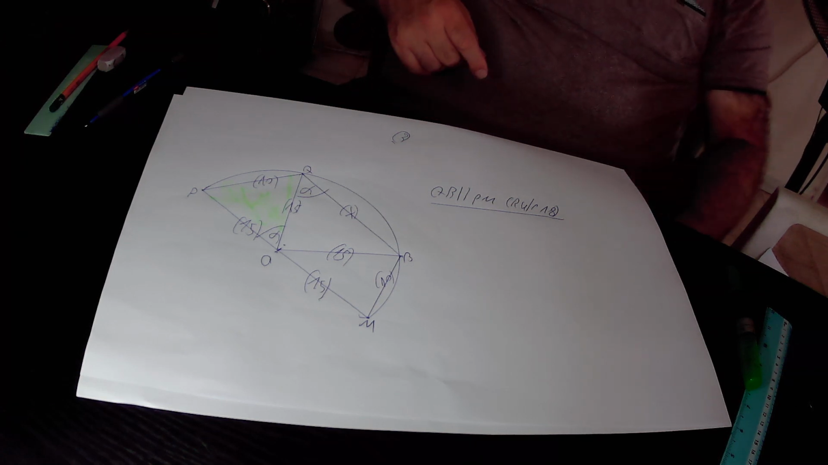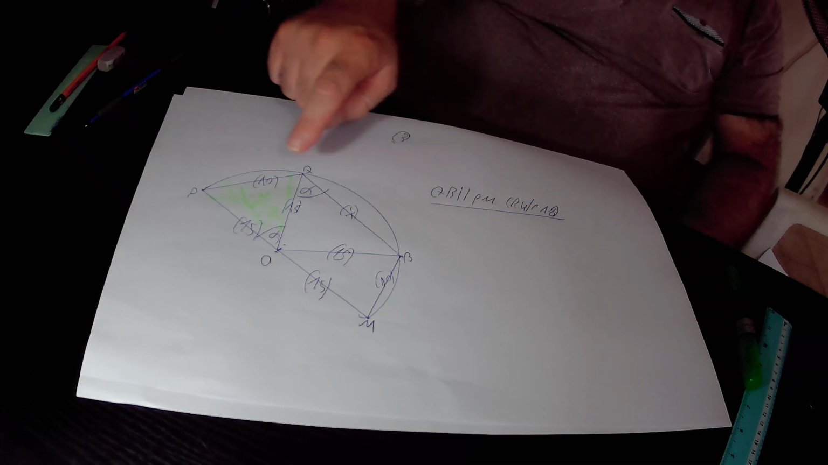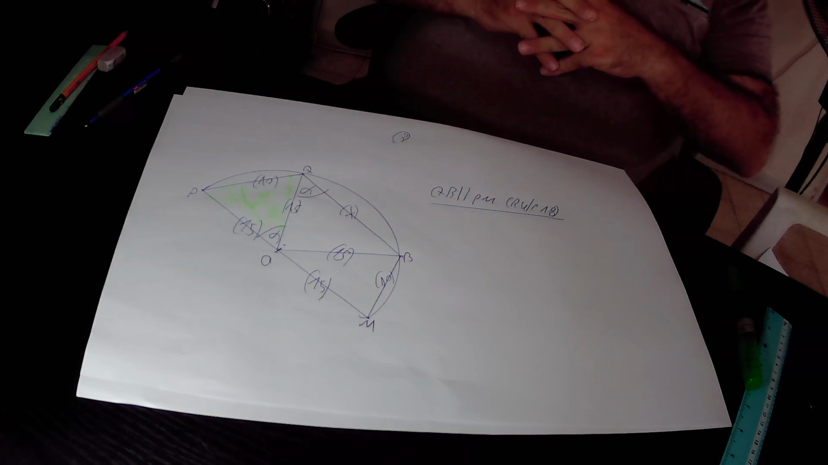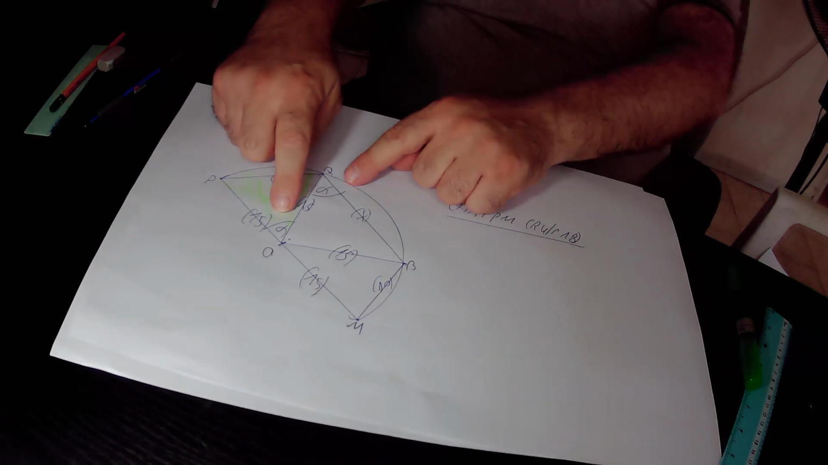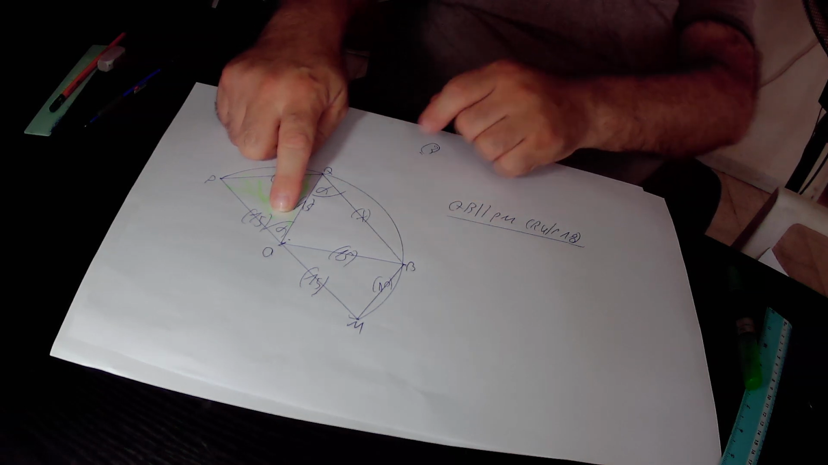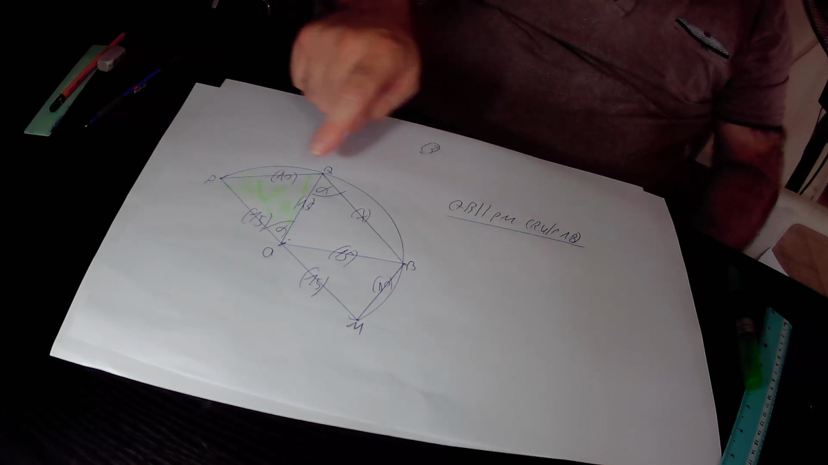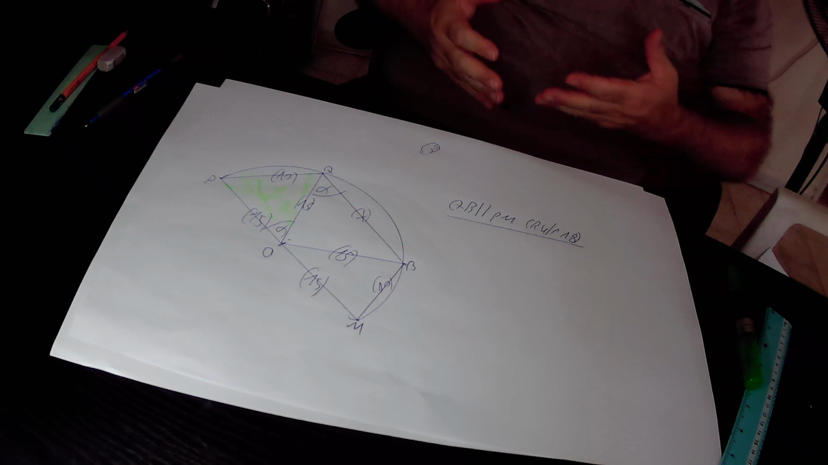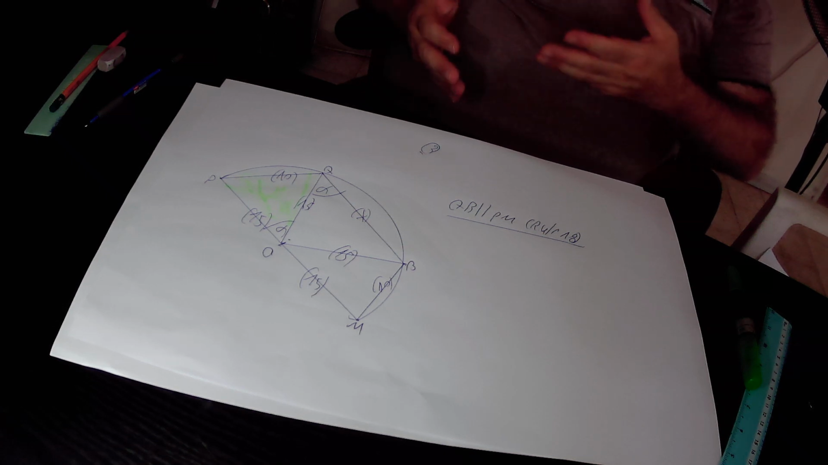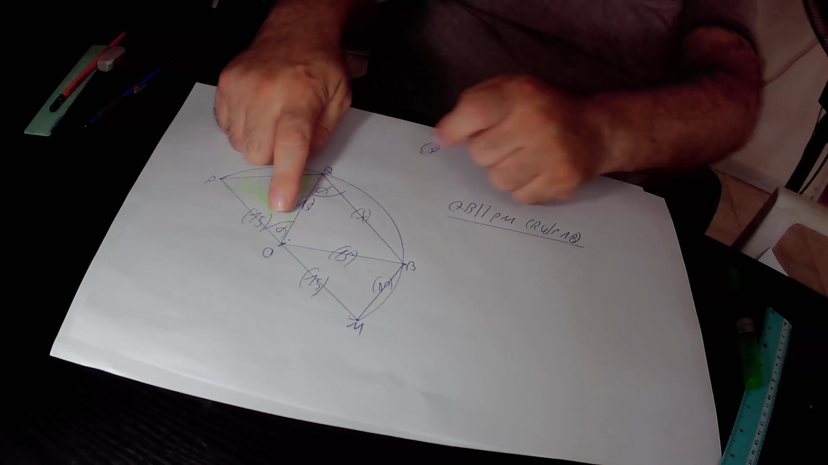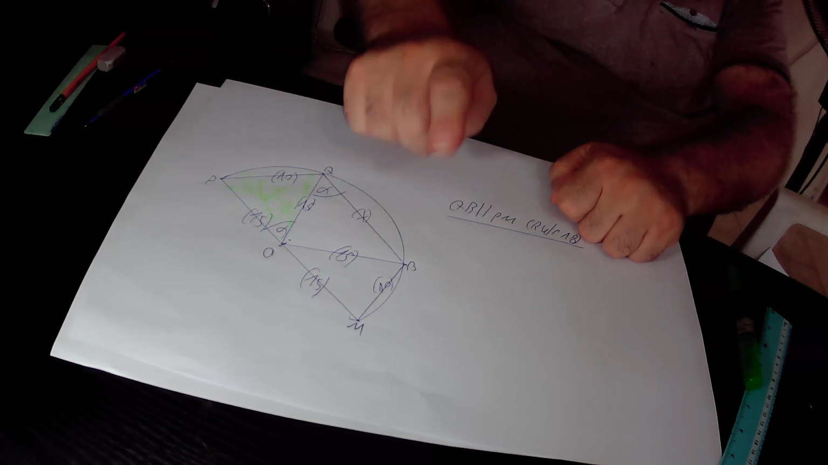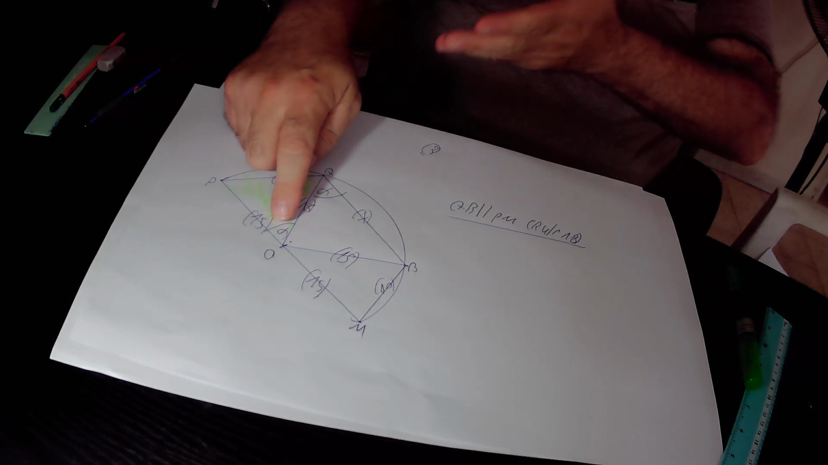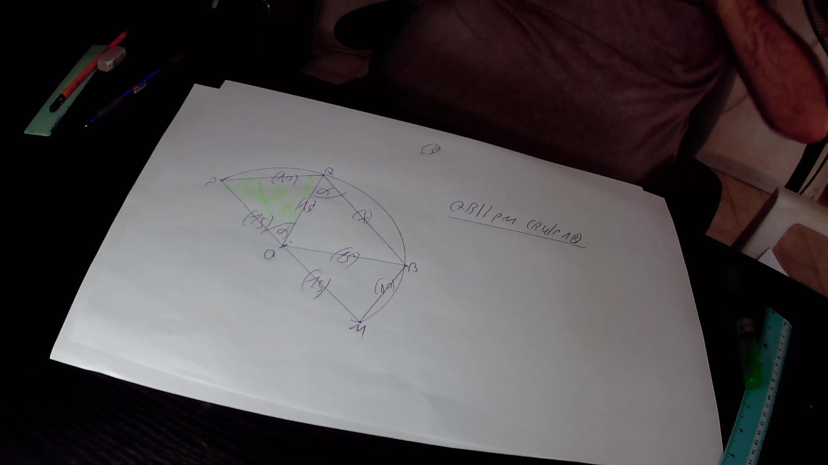We have already found out that according to Rule 18, QB is parallel to PM. So those two angles are alternating angles located between the parallels QB and PM. Therefore, according to Rule 15, alternating angles between parallel lines are equal to each other. So if this is the angle alpha, then this angle must also be equal to alpha according to Rule 15.